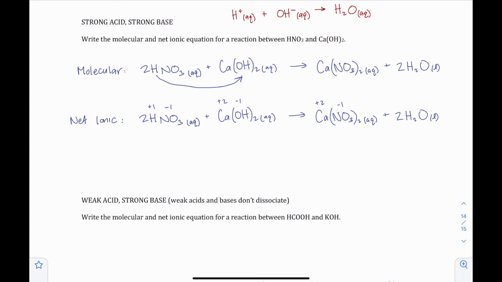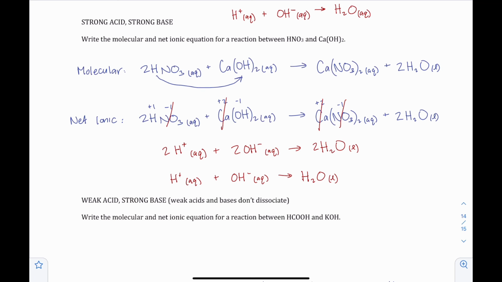The net ionic equation is similar to the previous example because nitric acid and calcium hydroxide are a strong acid and a strong base, so they both dissociate completely. Cross out the spectator ions, or the ions that don't participate in the reaction. And remember, we know when they're spectators if the charge and the phase remain unchanged during the reaction.